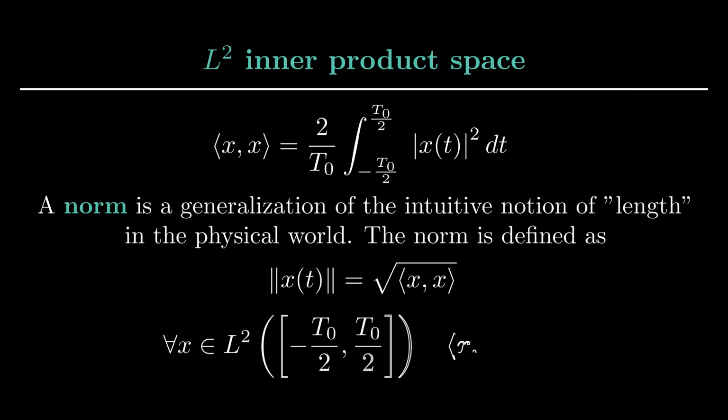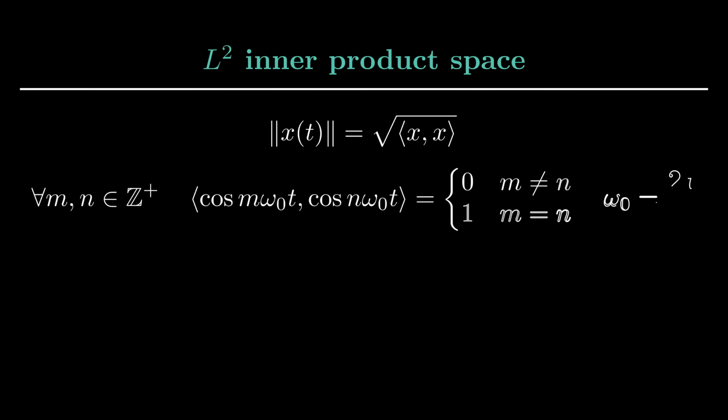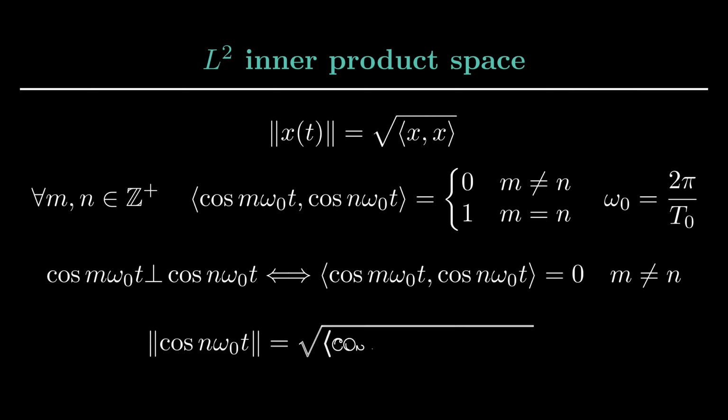One example is the norm of a vector, which is a generalization of the notion of length in the physical world. We can therefore see that all square integrable functions have a finite norm with respect to that inner product. By investigating the following results, we find that harmonically related sinusoids, which are sinusoids that have frequencies that are integer multiples of some fundamental frequency, are orthogonal to each other.